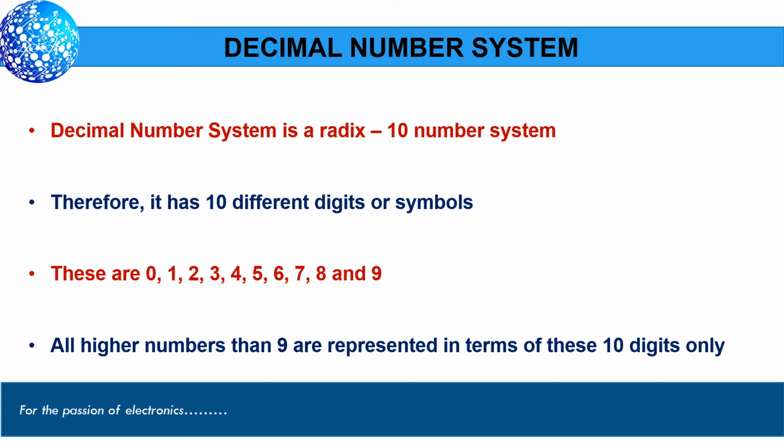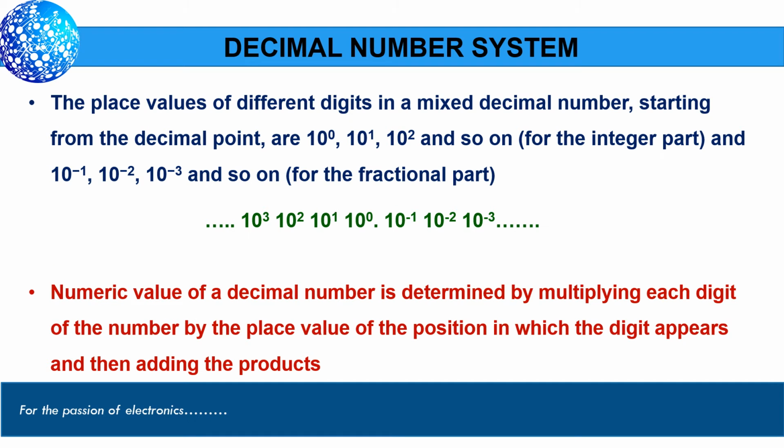The decimal number system has 10 different digits or symbols. These are 0, 1, 2, 3, 4, 5, 6, 7, 8 and 9. Therefore, the radix of this number system is 10. Any higher number is made by using these 10 digits only. The place value of different digits is written as shown here.